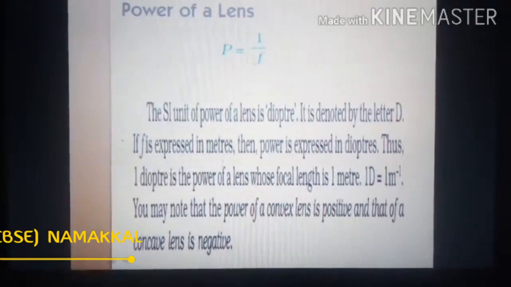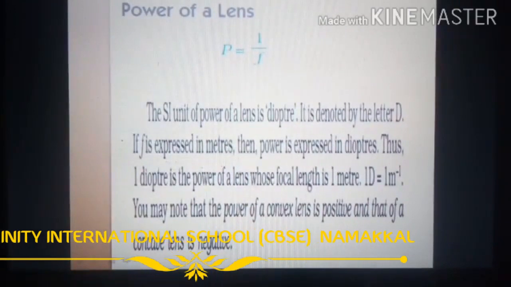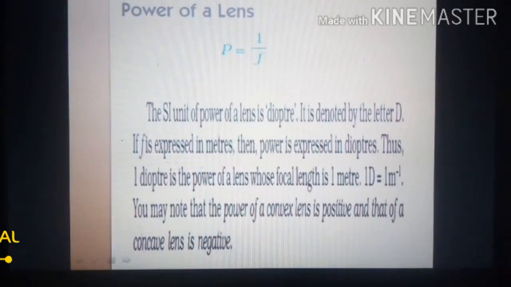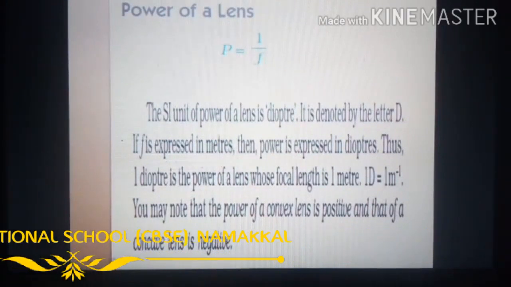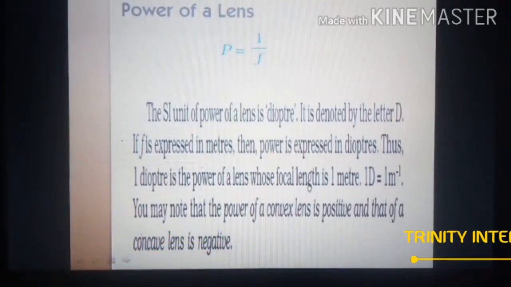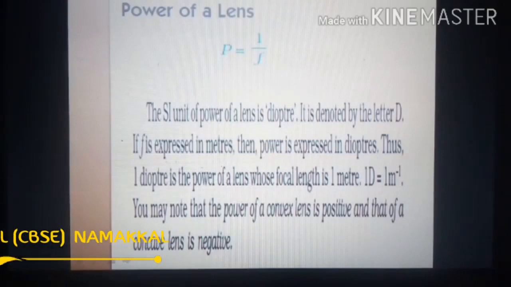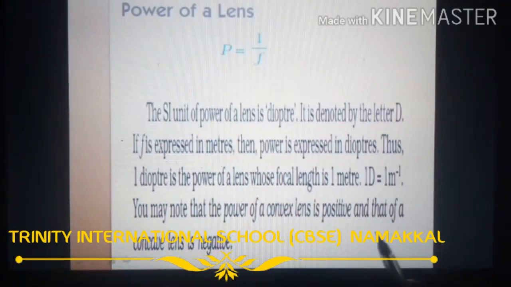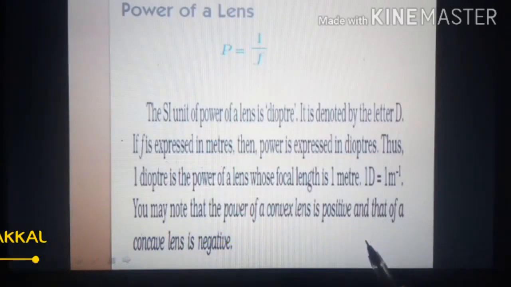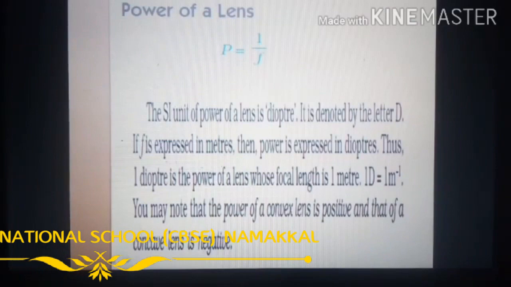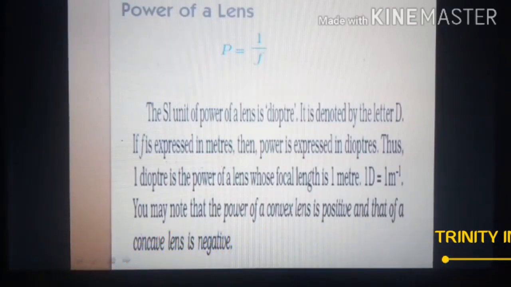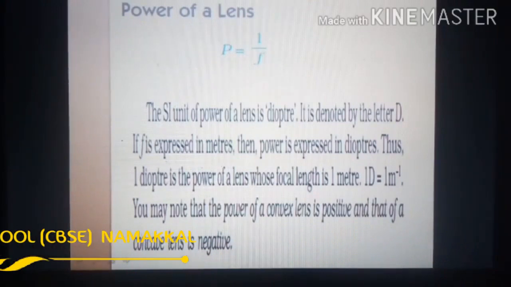Convex lenses are used for long sightedness, that is, hypermetropia, and concave lenses are used for myopia problems, short sightedness. We will discuss these things in the next chapter: what the uses of the lenses are, and what is actually taken into consideration in the human eye.